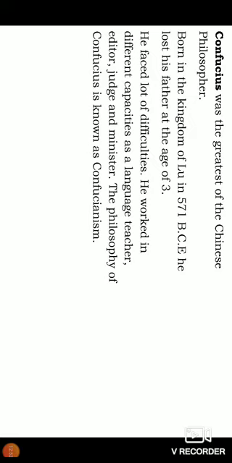He got married at the age of 19, gave up family life at the age of 23, and worked in different capacities: as a language teacher, as an editor, as a judge, and as a minister. He proved to be a great philosopher and teacher. Finally, his teachings and his philosophy are known as Confucianism.